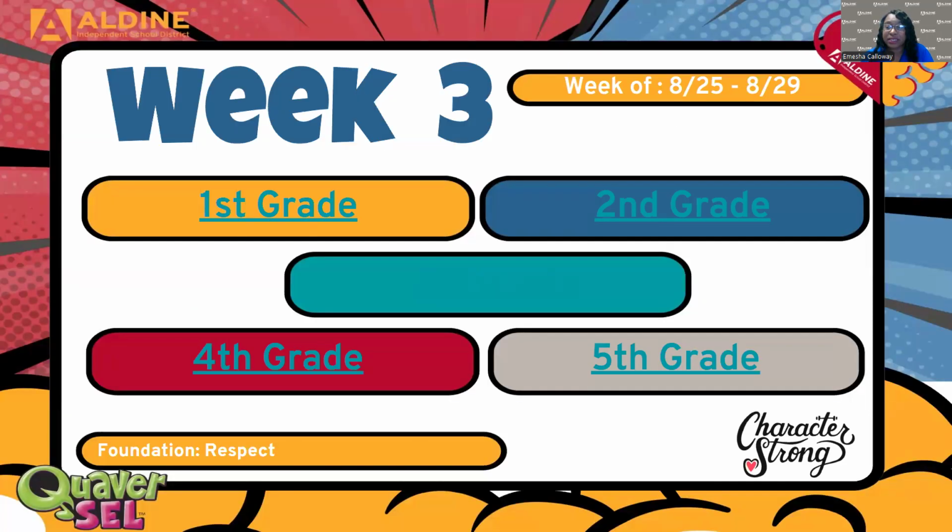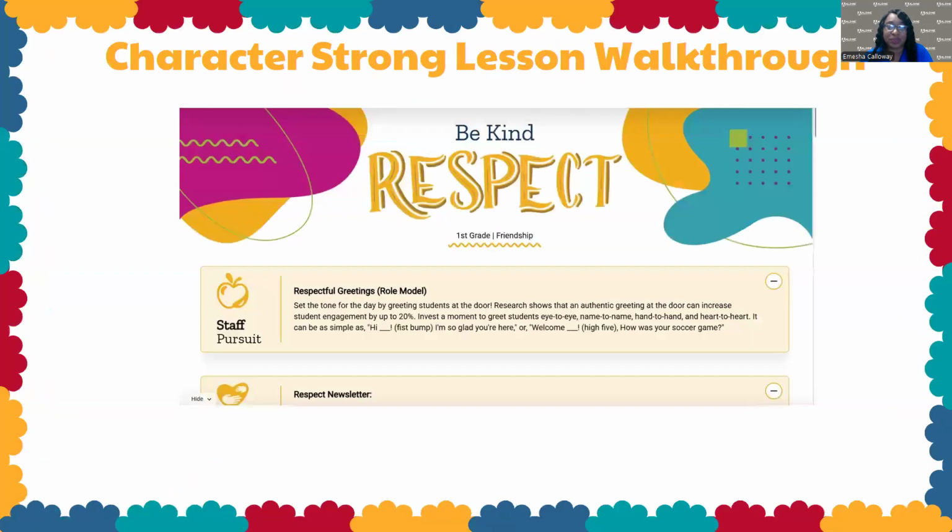Now, this slide represents a CharacterStrong week specifically for grades 1 through 5. Let's go ahead and take a closer look at how to use CharacterStrong and what the lessons may look like once you've clicked on your grade level link in the scope and sequence. When you click your grade level on the slide or document, you'll be taken directly to the CharacterStrong lesson page for that week. This page contains the full week's SEL content.